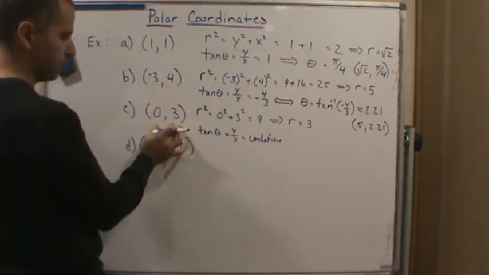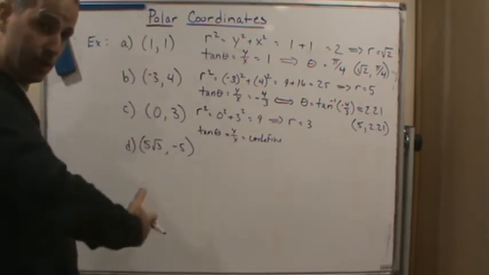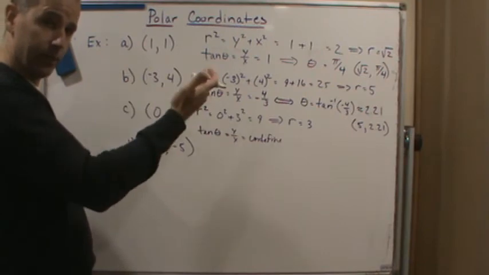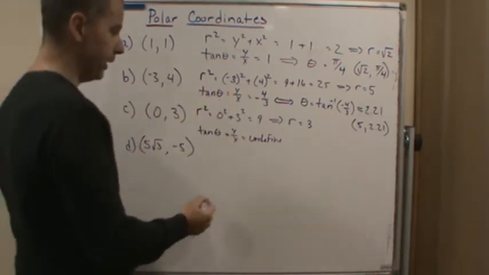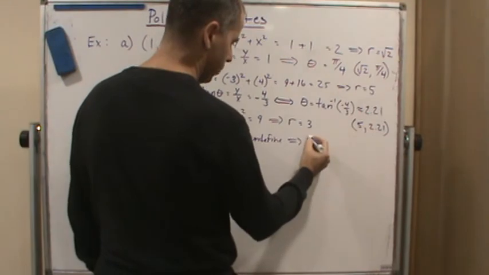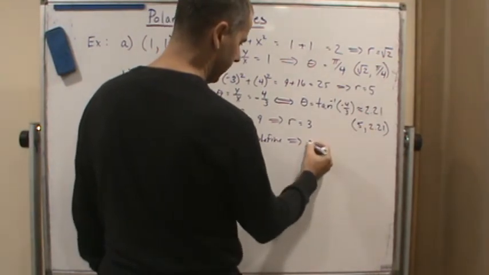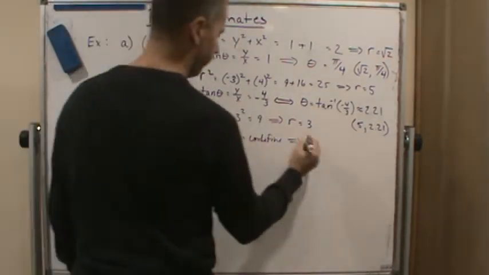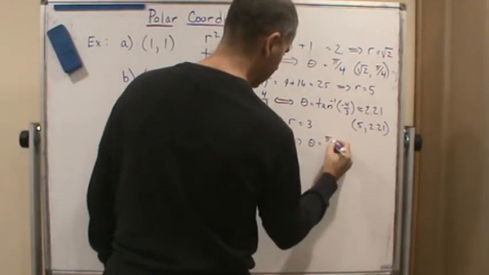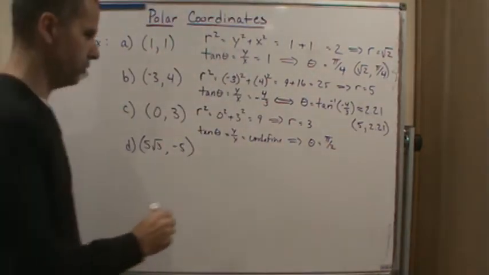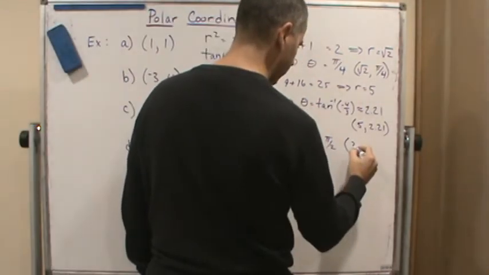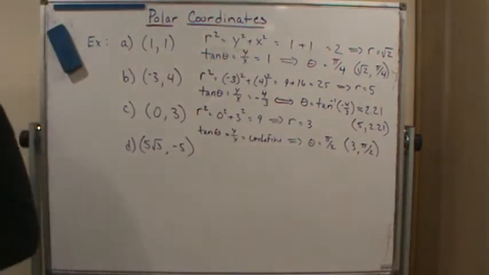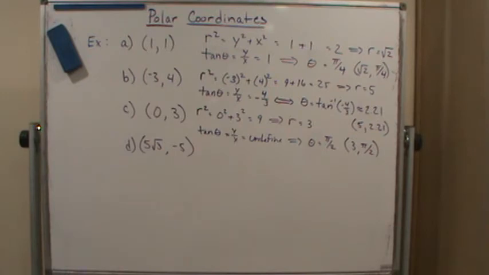Because again, we know where this point is. It's on the y-axis. So it's right between the first and second quadrant. So this is going to imply that theta equals pi over 2. So that means our point is going to be 3, pi over 2. Okay, so that's that one.